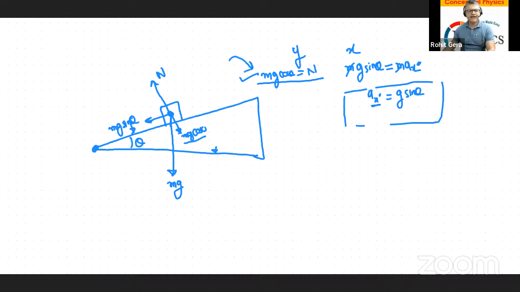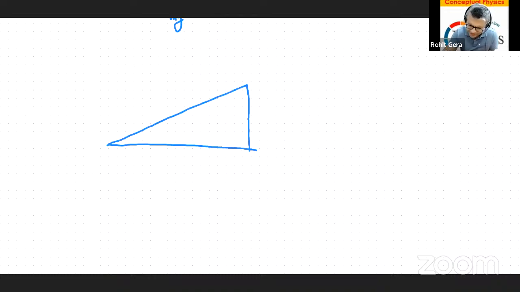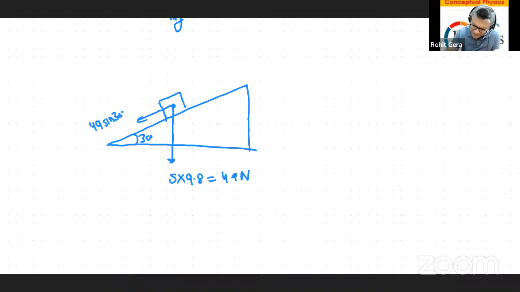Let's move to the second situation. Now somebody says, all right, let's take a real life example, because ramp, you will see a lot of questions pertaining to ramp, okay, which are very important. So this is 5 kgs, and therefore what you see is 5 into 9.8 is equal to 49 newtons. This, for example, is 30 degrees. So this is 49 sine 30, and this is, of course, 49 cos 30, and there is a normal reaction which it gets back.